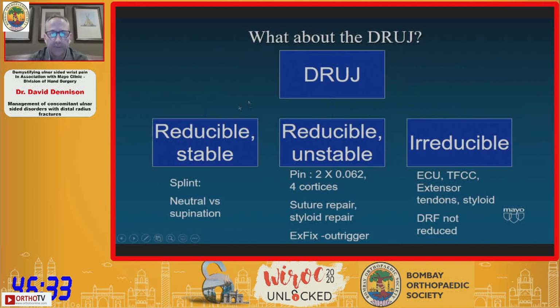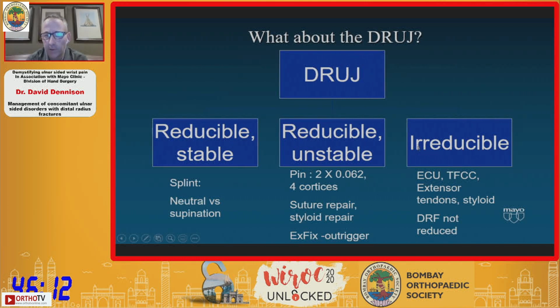So if we're on the left side of this screen and we fix the radius and it's stable, that's great. We might splint it in neutral. We prefer to splint in neutral. Almost all of us here will do that, so we minimize any pronation or supination contractures. If it is unstable, we have some other things we can talk about: pinning the bones together, or suture repair, or styloid repair, or an X-fix if you really want to get into that.